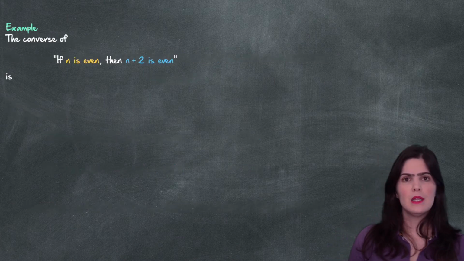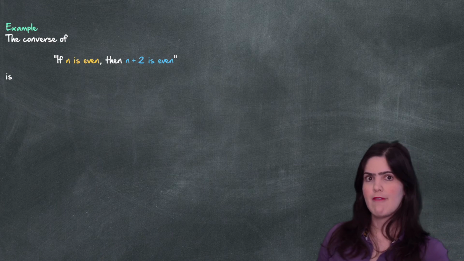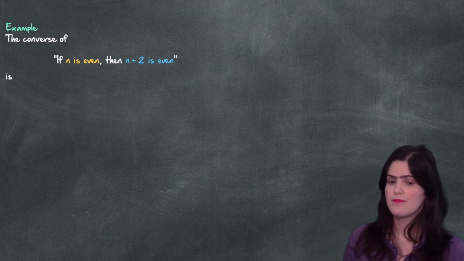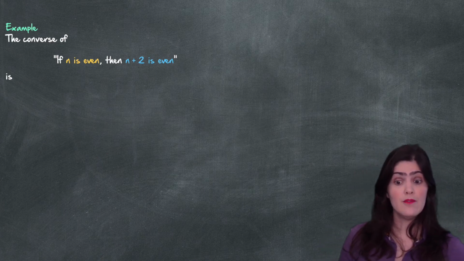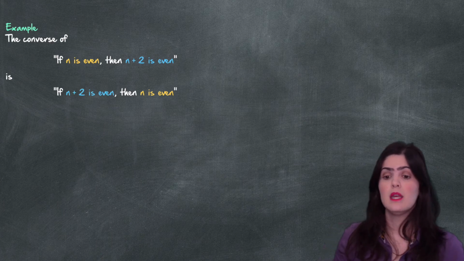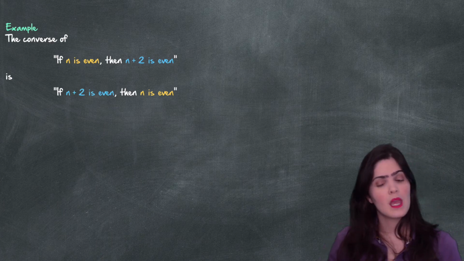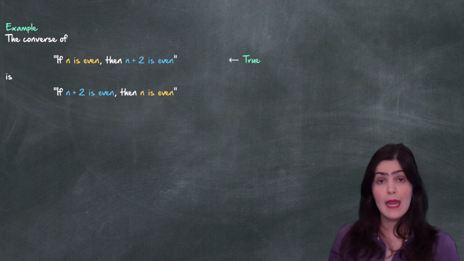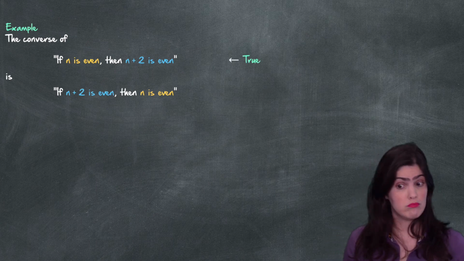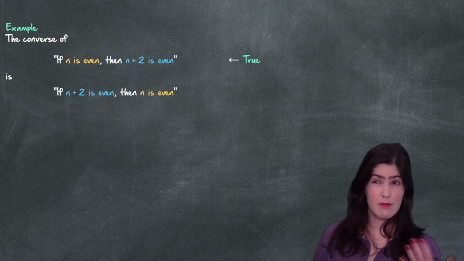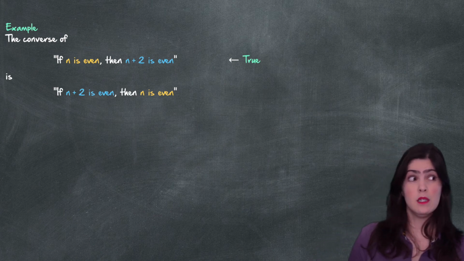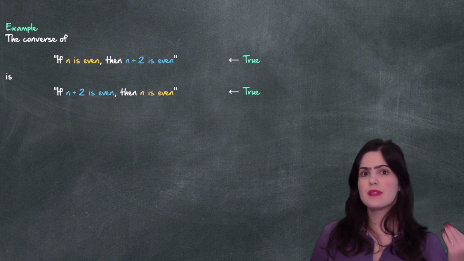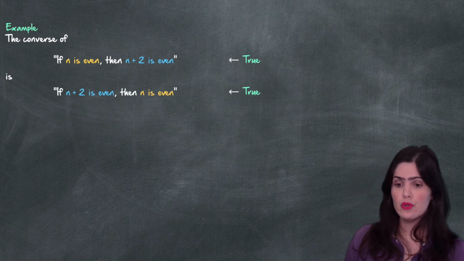But now, let's take a look at this. If I look at the statement, if n is even, then n plus 2 is even, the converse would be that if n plus 2 is even, then n is even. And in this case, both of them are true. Any even number plus 2 is even, and if you have n plus 2, you subtract 2, you end up with n. So it's also true. So both the statement and its converse are true.